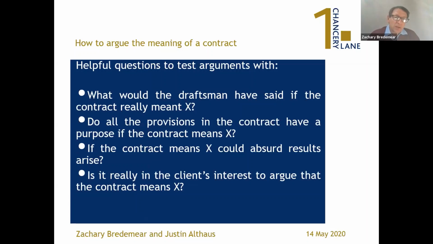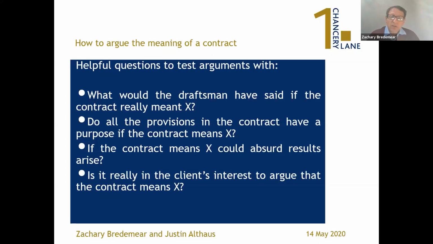So this slide sets out some helpful questions that I find useful to test arguments of construction with when thinking about arguing the meaning of a contract. So one question is always, what would the draftsman have said if the contract really meant X? So one might see the contract having particular language in a particular place where the draftsman is expressing a particular concept. If that language is absent elsewhere, it might suggest the draftsman has a different meaning in mind. And there are other illustrations of that type of situation one can think of.